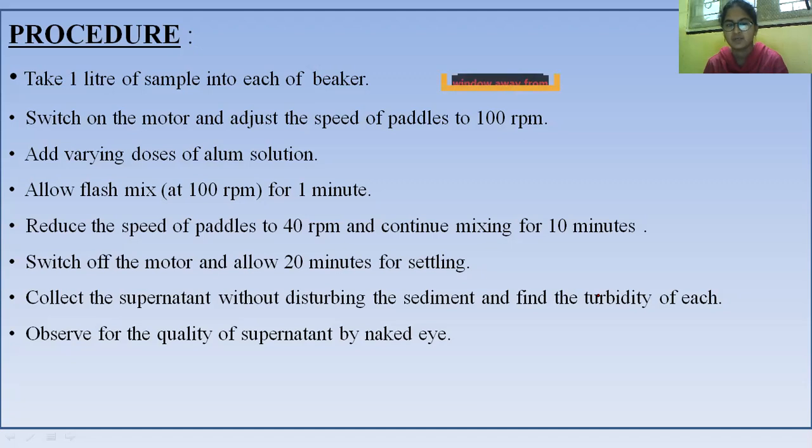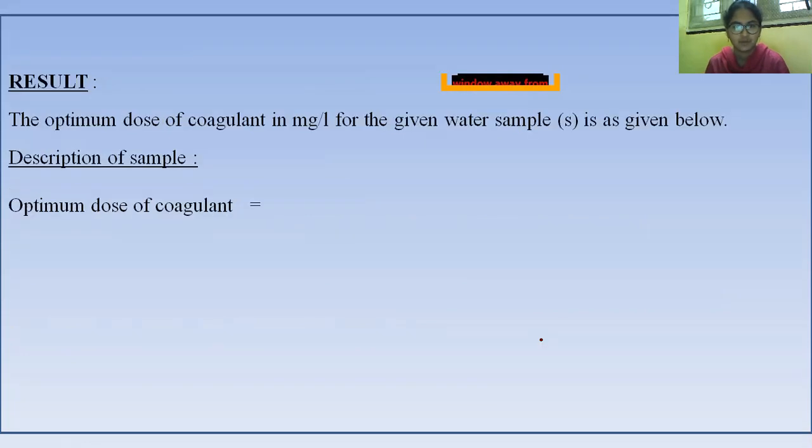and observe the quality of the supernatant by naked eye. Repeat the experiment with a higher dose of alum if satisfactory results are not obtained. Select the ideal optimum dose of the coagulant either by naked eye or from the turbidity removal. Repeat the same procedure for any given number of samples. So let's see the video.